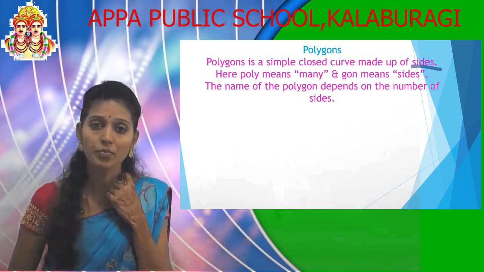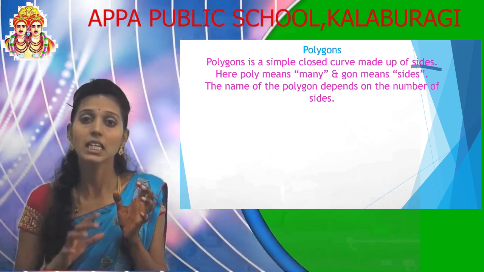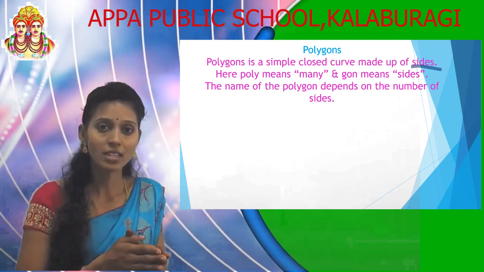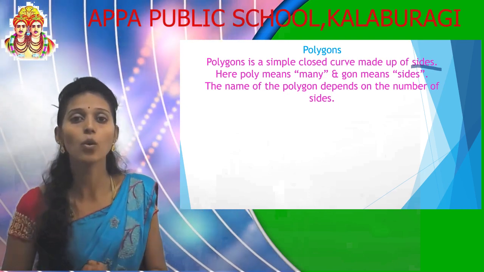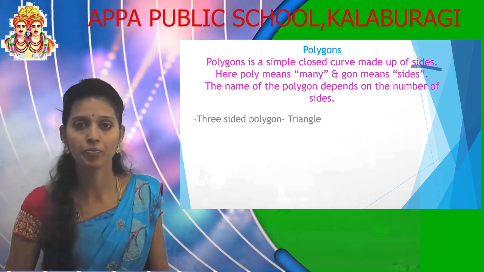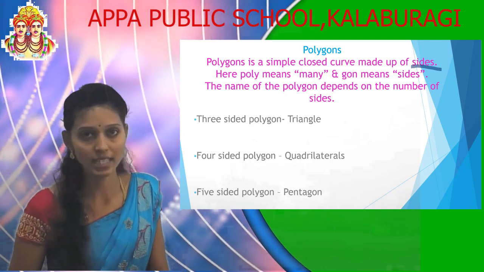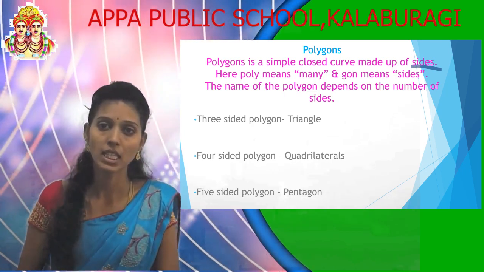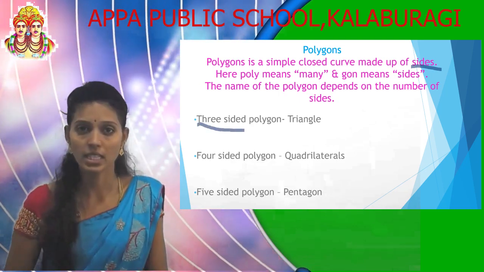Then what is the new thing here? Here, same polygons you are going to study, but you are going to study triangles and quadrilaterals in detail. Before that, let us know the polygons once again. The name of the polygon is nothing but a closed figure made up of sides, means line segments. Then the name of a polygon depends on the number of sides.